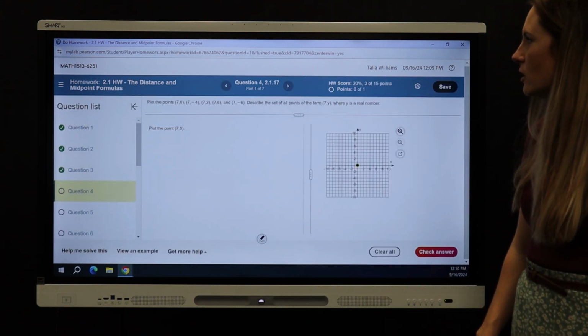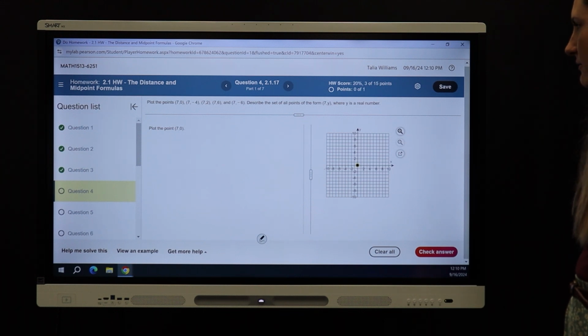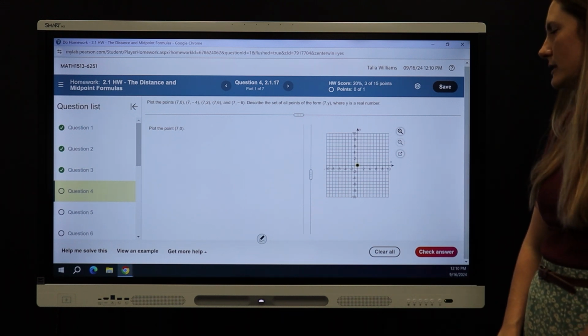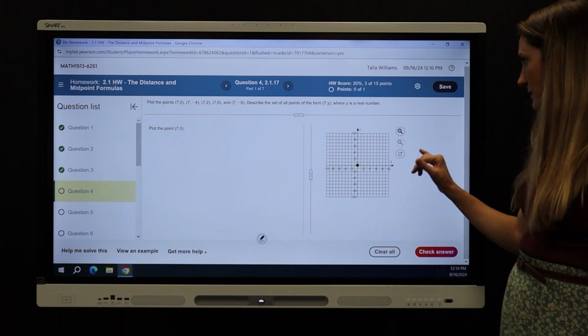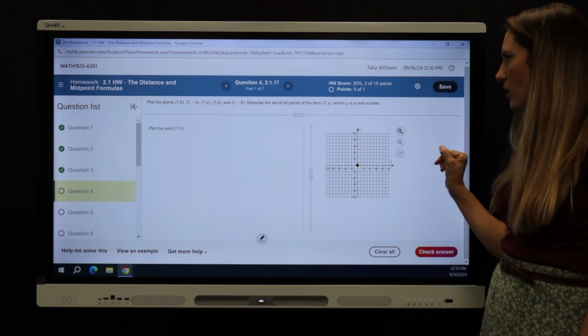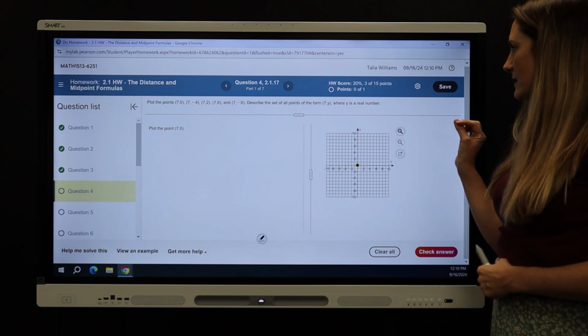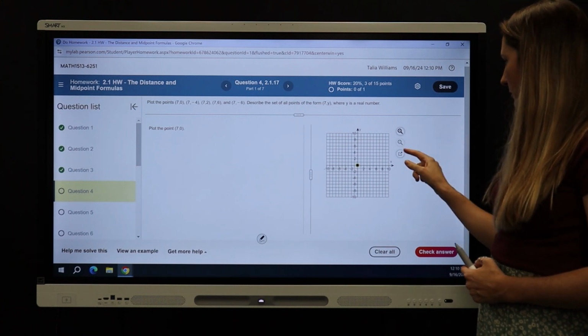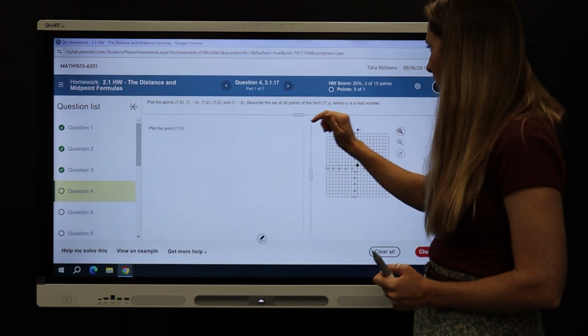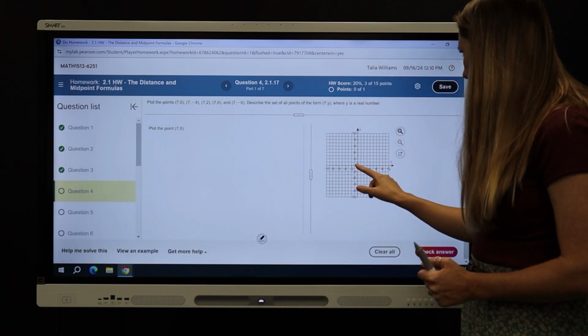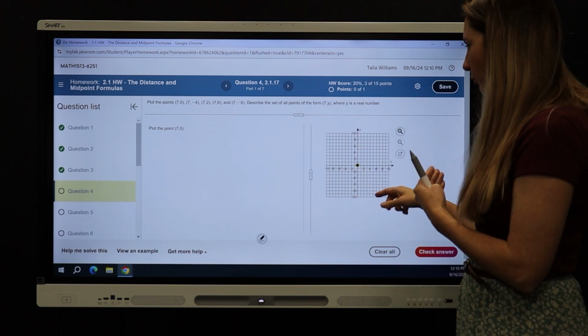Okay. Plot the points (7, 0), (7, -4), (7, 2), (7, 6), (7, -6). Describe the set of all points of the form (7, y), where y is a real number. Okay, here we go. Actually, I don't want to do it big. (7, 0), which is just going to be right 7.